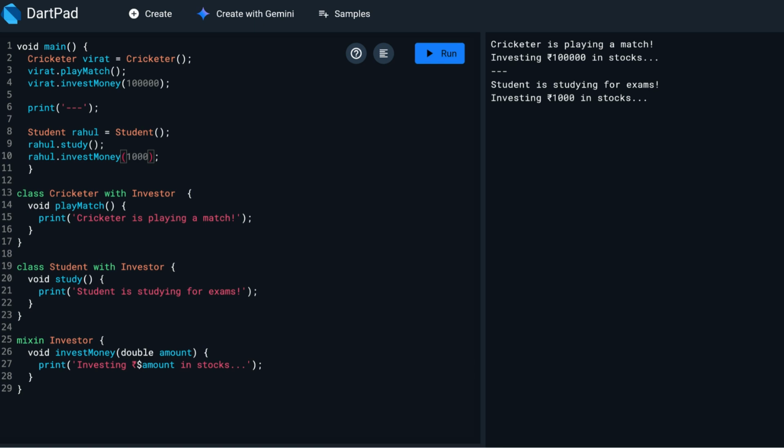So we have reduced the code duplicacy here. That has been taken care of by the mixin. If I see the output now, Virat has invested 1 lakh in stocks while the student has invested 1000 in stock. If in the future a lawyer comes, a teacher comes, or whoever comes, they just have to use the with mixin syntax. So there is no code duplicacy in the future as well.